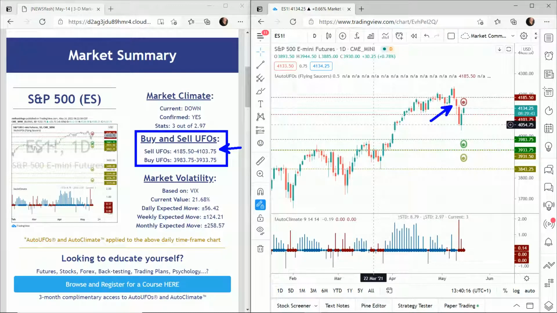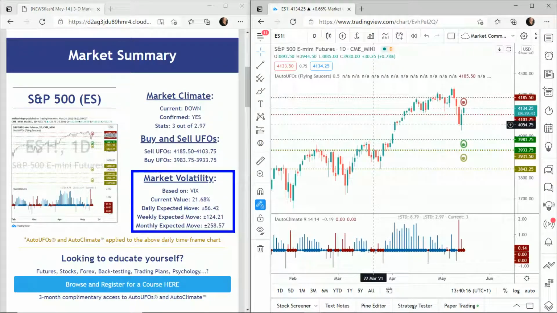So we've got sell orders coming in at the moment. So confirmed downwards climate and sell orders, meaning likely to push price down. We have buy orders down here at 39.83.75 to 39.33.75. So again, overall probability there to the downside, but be aware we're likely to come to the end of that. If not today, then very soon.